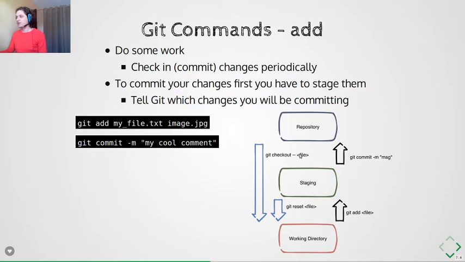git checkout -- and a file name would get the file from the repository back to the working directory, just as it was. Or from the staging area as well. So after adding some file to the staging area, but before committing, I could make more changes and either add them there or figure out, oh no, those are bad changes. I don't want them. I want to go back to whatever it was, and git reset will do that.